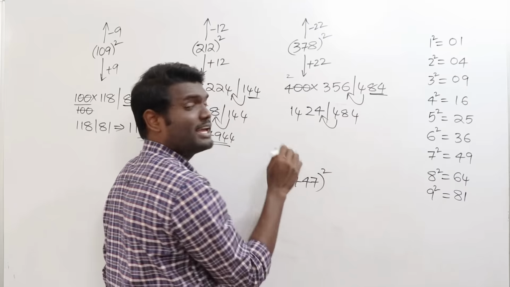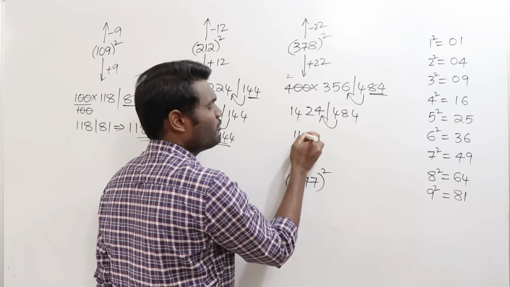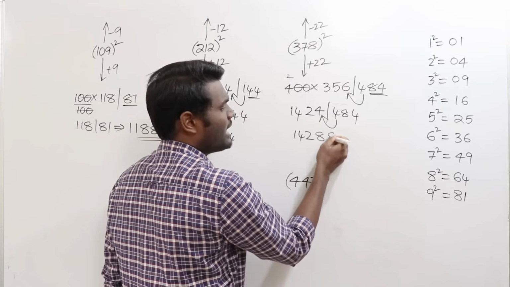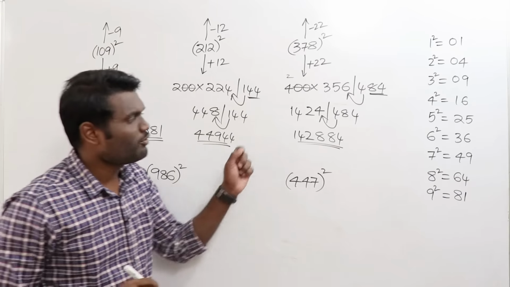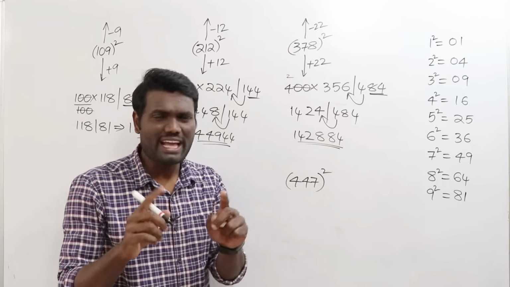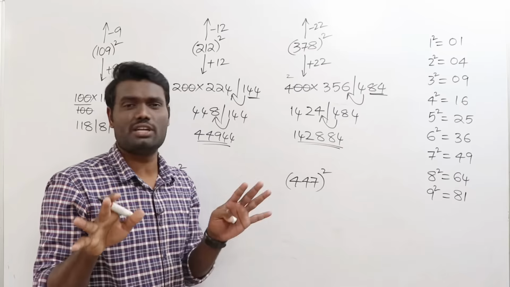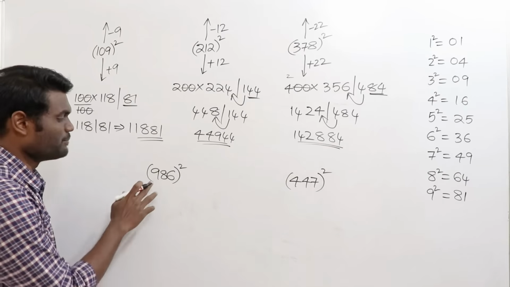Now this 4 is going to carry. When you add this, it will be 14, 2, 8, 8, 4, which means 378 whole square will be 142884. Okay, simple thing, just concentrate here. Okay, let's look at one more example.